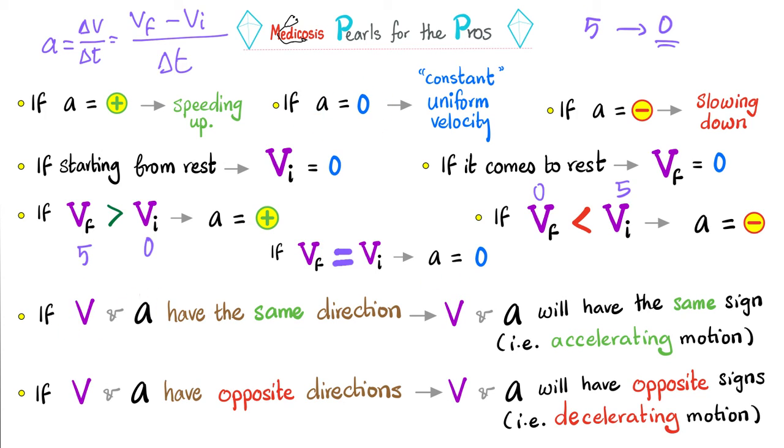If velocity and acceleration have the same direction, then velocity and acceleration will have the same sign, for example, positive and positive, or negative and negative. And what does that mean? This means that I'm accelerating, I'm speeding up. But if velocity and acceleration have opposite directions, meaning one of them is positive and the other is negative, or one is negative and the other is positive, this means I am decelerating, and this is super important.